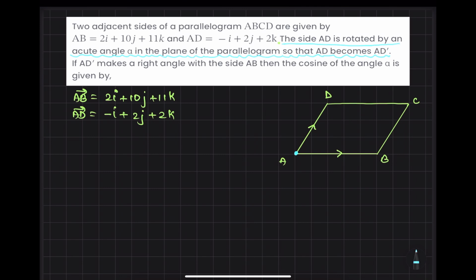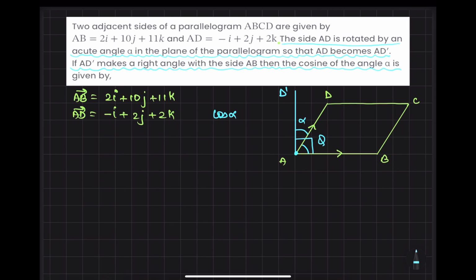Now if AD dash makes a right angle with the side AB, then the cosine of angle alpha equals what? So look at this, suppose this is your D dash, so this angle is 90 degrees, this angle is alpha degrees, and suppose that this angle is theta degrees. This question is very beautiful. This will teach you a lot of concepts. So we need to find out cosine of alpha.